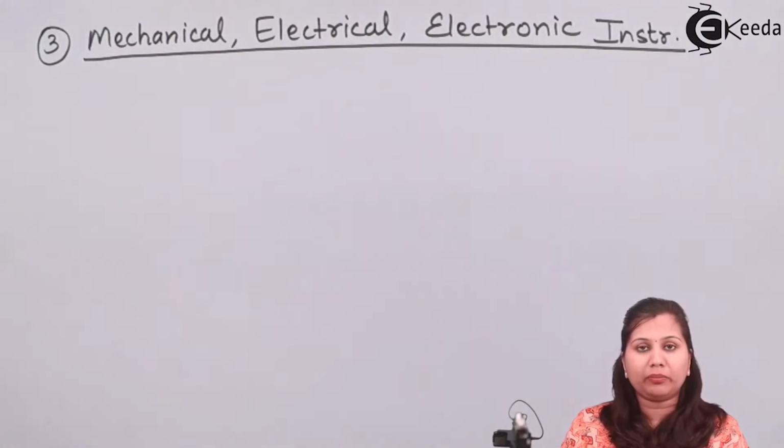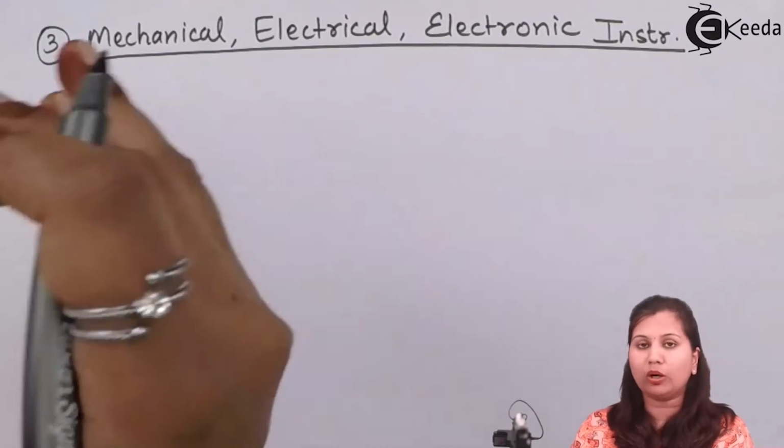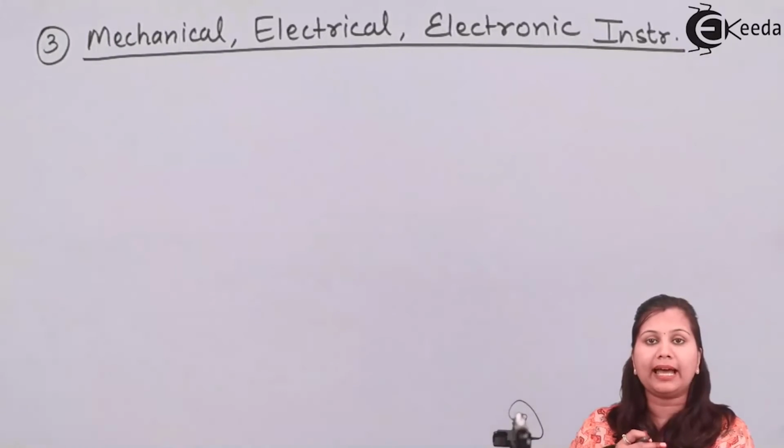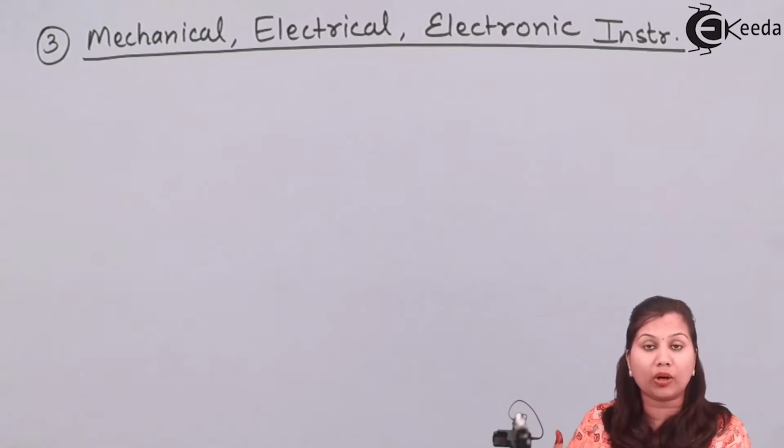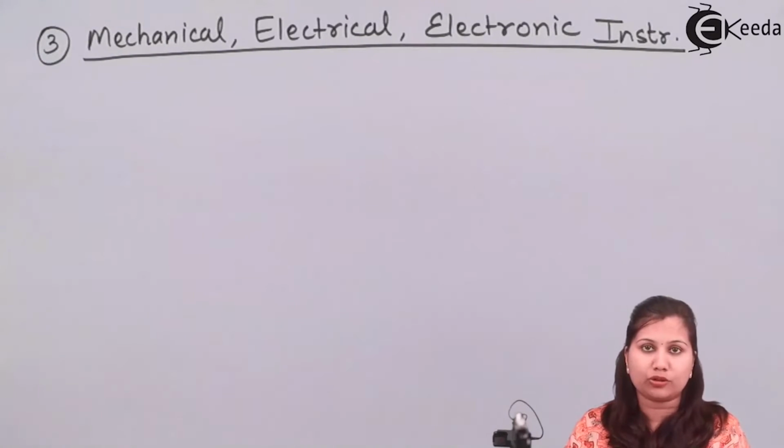Now in the instrument, we get the value of the unknown quantity with the help of a pointer. When this pointer is deflected due to some mechanical process, then the instruments are called mechanical instruments. If the pointer is deflected due to some electrical process, those instruments will be called electrical instruments, and the instruments in which the pointer is deflected due to some electronic mechanism are called electronic instruments.